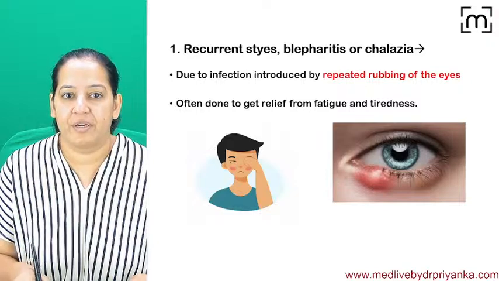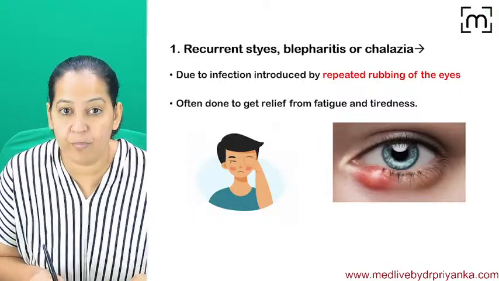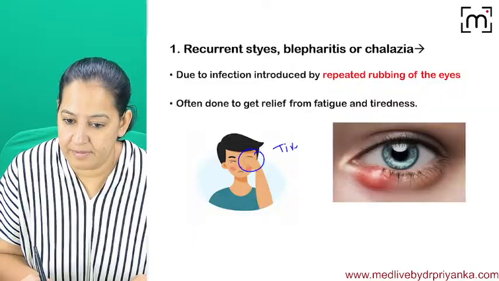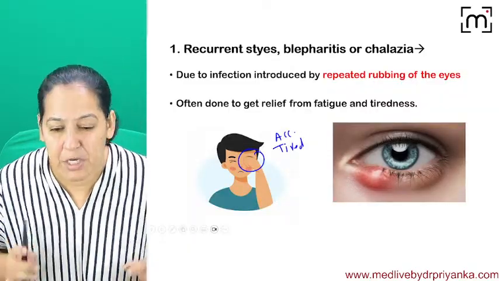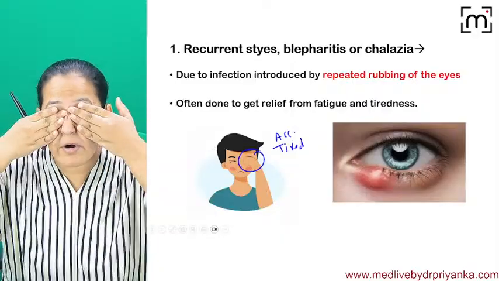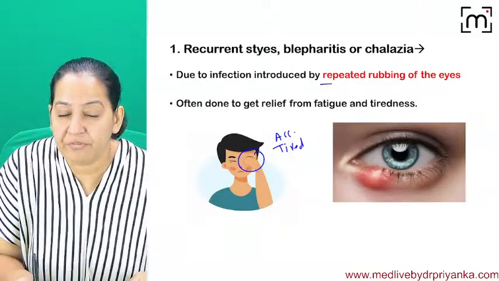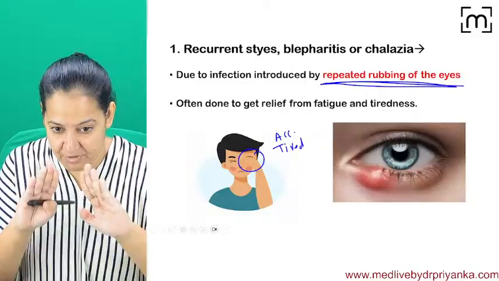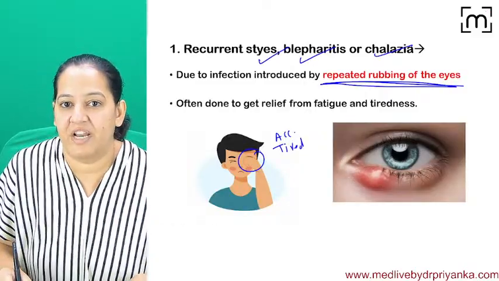So the first complication, because of repeated asthenopic symptoms. I told you what asthenopic is. The eyes get tired because of excessive accommodation. Constantly the person is accommodating like this, so the eye gets tired. Because of the tiredness, the person rubs the eyes like this. I should not rub like this. Because of repeated rubbing of the eyes, infection from the hands can go in the eye and the person has repeated stye, blepharitis and chalazia. You can see.